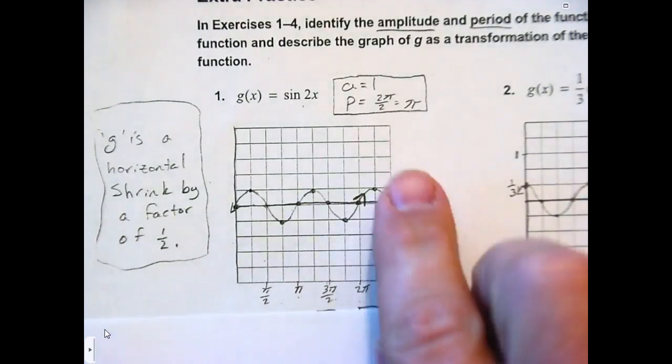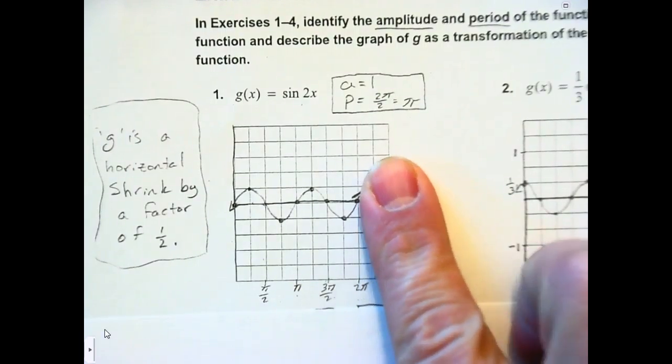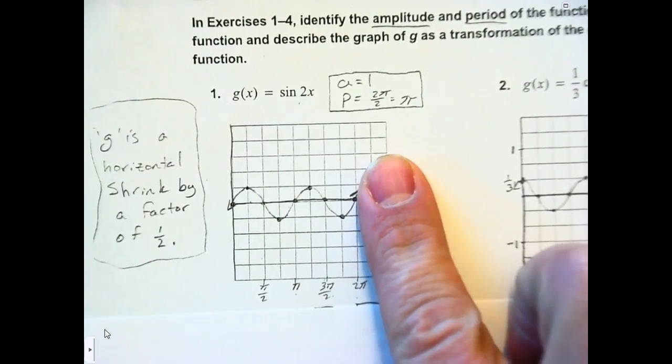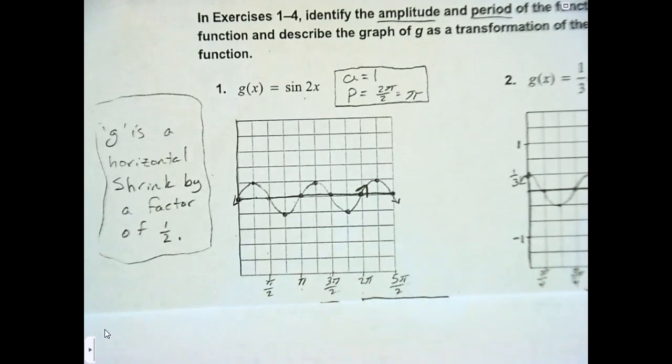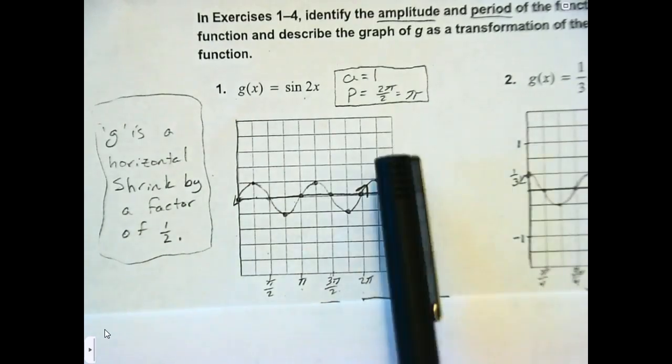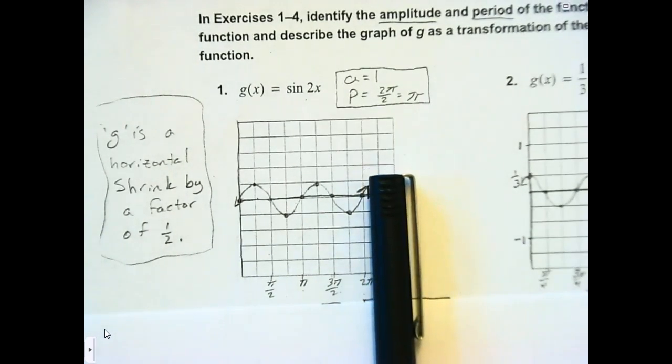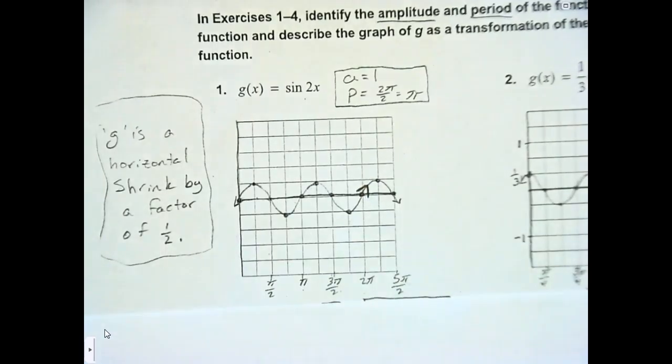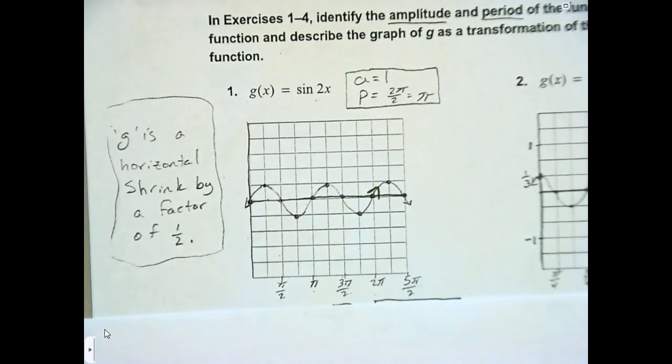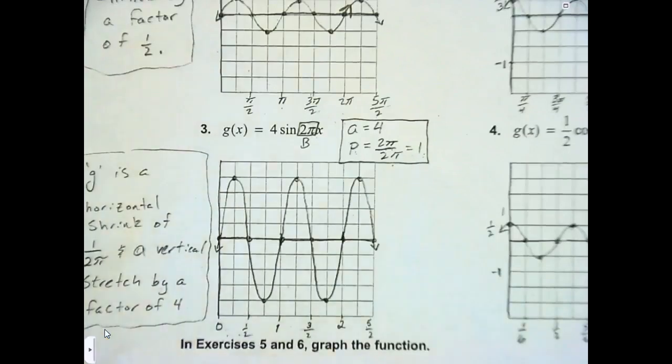Reality is you could have stopped at 2 pi. I only said go out to 2 pi so you can cover up that last part there. Okay? Good? So stop at 2 pi, you're good to go. If you wanted to keep going just for fun, that's cool. Okay. All right. Numbers 3 and 4.